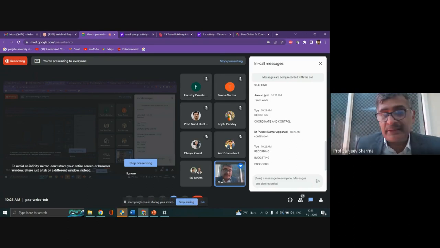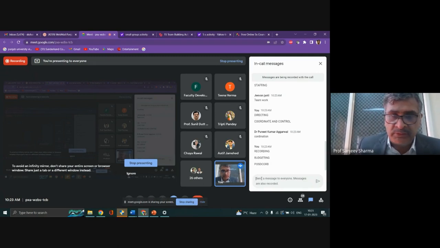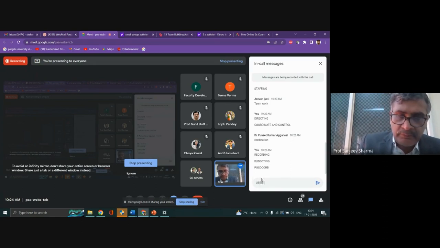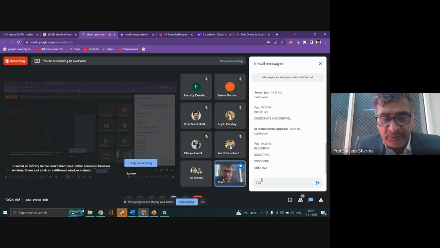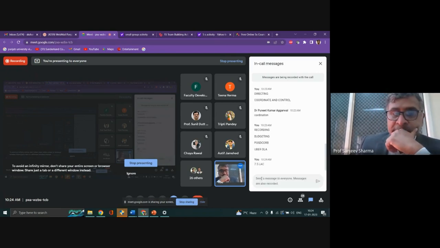Now let's take the example of some of the most admired Indian companies. Have you noticed the Ola and Uber model? Very surprising. Ola and Uber do not own even a single cab. The owner of Uber brand says that I also book my cab. I don't own a car. And they have a fleet of 7.5 lakh cars available to them. Wonderful business model.